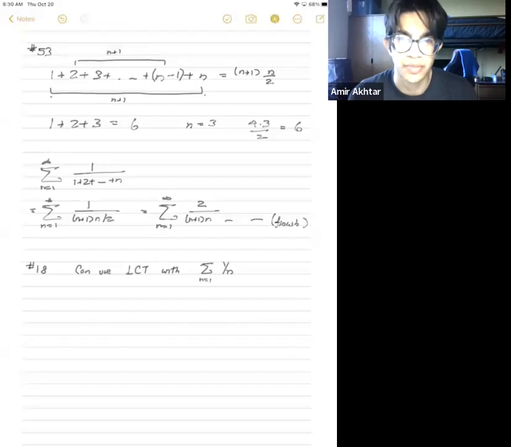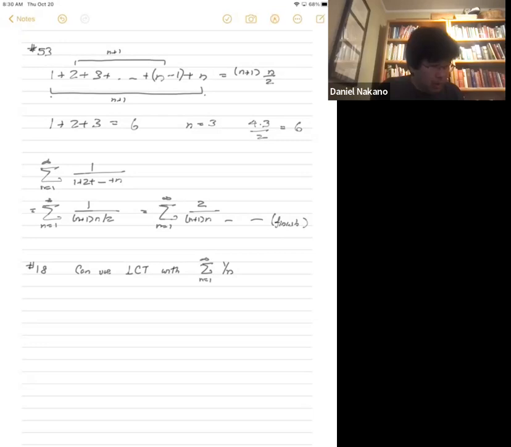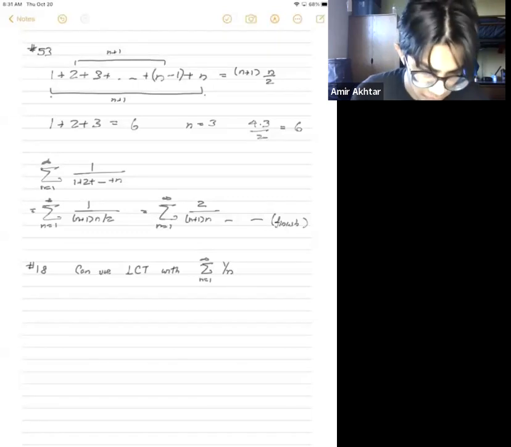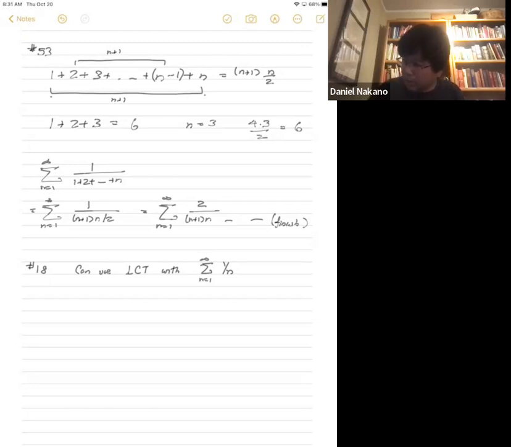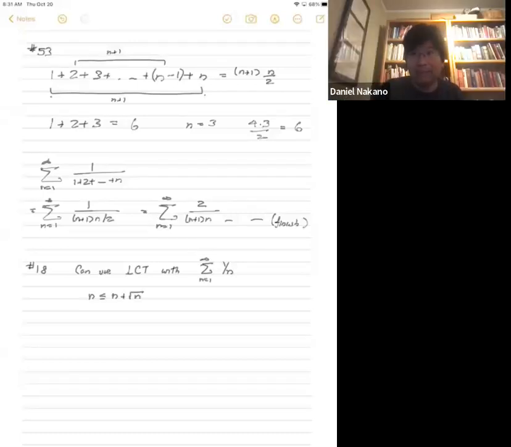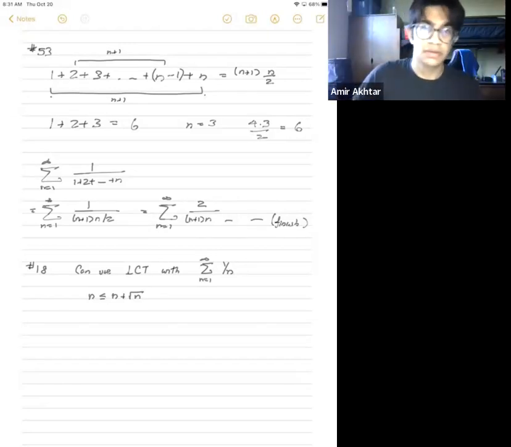Could you use the direct comparison test with that as well? Let's see. If I put in something which is less, I get something which is greater. 1 over n is greater than 3 over n plus the square root of n. I think the problem is this: n is going to be less than or equal to n plus square root of n, right? So when I take the reciprocal, it's the other way around. You're kind of out of luck, so it's probably better to use the limit comparison test.